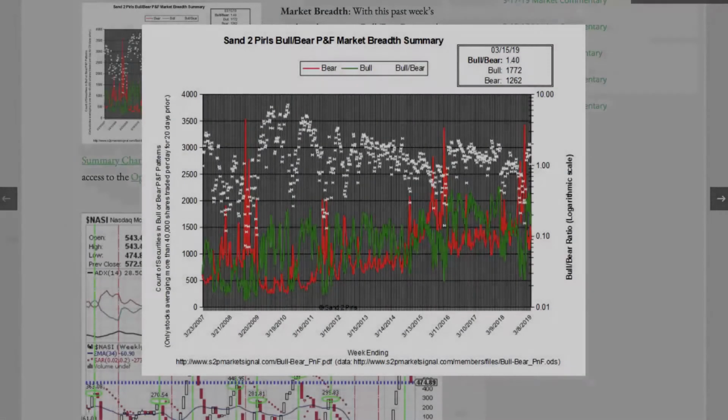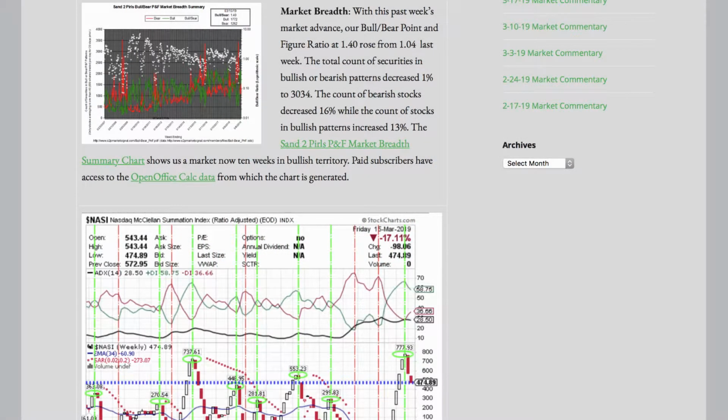Market breadth. With this past week's market advance, our bull bear point and figure ratio at 1.40 rose from 1.04 last week. The total count of securities in bullish or bearish patterns decreased 1% to 3,034. The count of bearish stocks decreased 16%, while the count of stocks in bullish patterns increased 13%. The Pirls P&F market breadth summary chart shows us a market now 10 weeks in bullish territory.